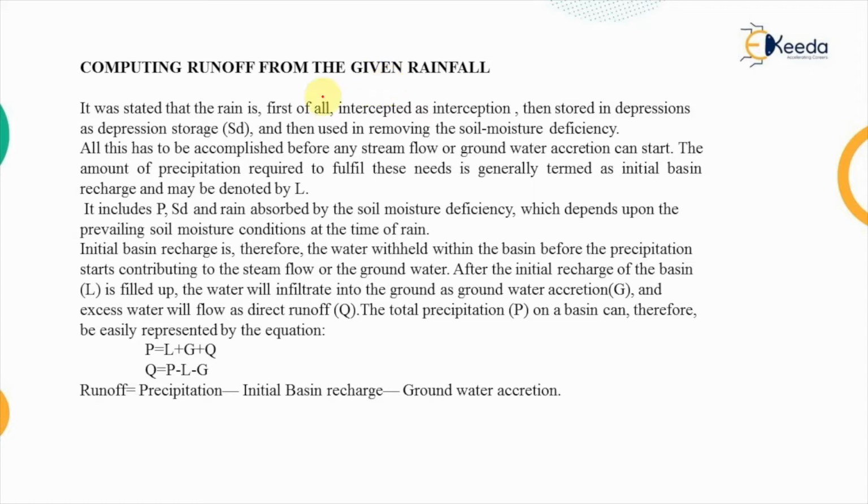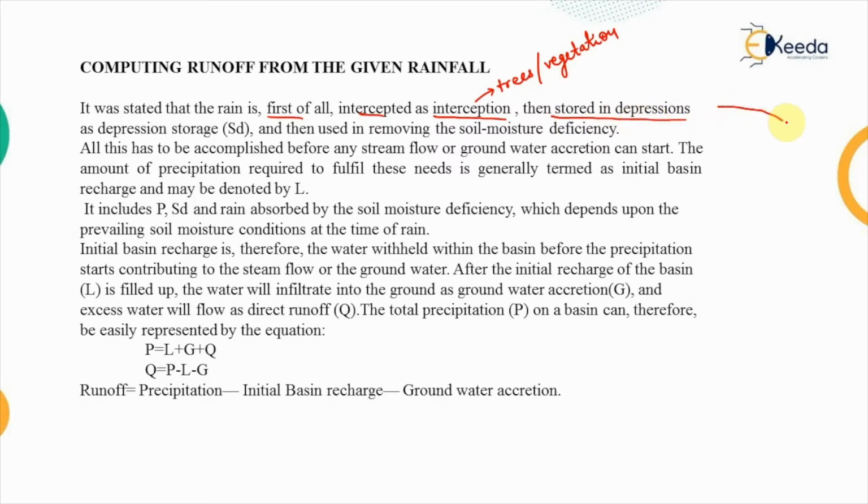Now, it was already stated that the rain which is falling on the ground in the form of precipitation is first of all intercepted as the interception losses. These are usually by the trees, or in general we call that the vegetation or any other obstruction which is in the path of the falling raindrops. So that will be intercepted by them. Then the rest of the water which is reaching the earth's surface will be moving on the earth's surface and it will be filling up these depressions.